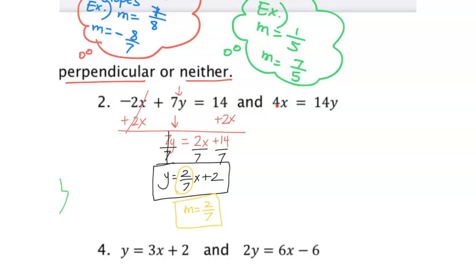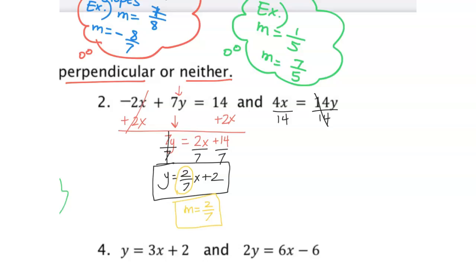So here we have 4x equals 14y. We want our y to be by itself. So notice that the term with the y in it is already on the right hand side of the equation all by itself. We only have 14y here. So we only have one step to take. 14 is being multiplied by y. So the opposite is to divide by 14 on both sides.